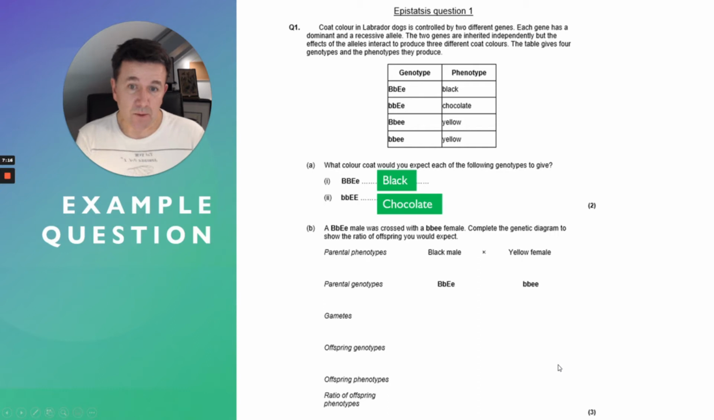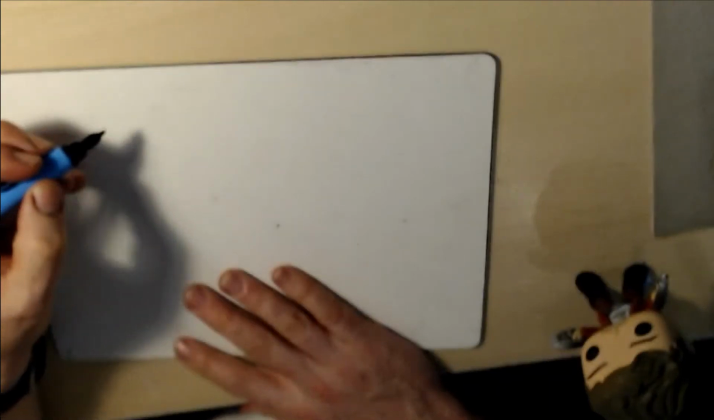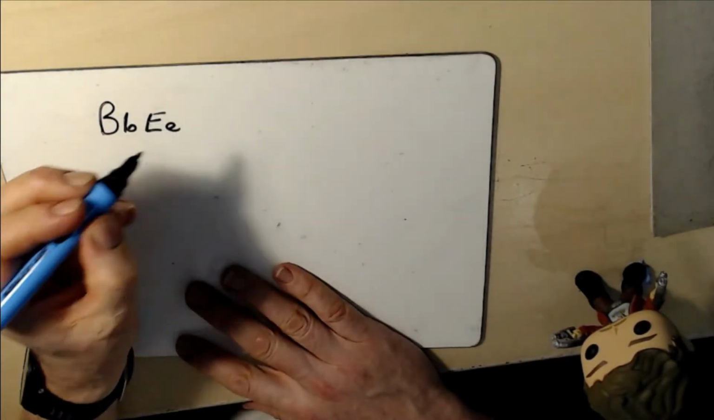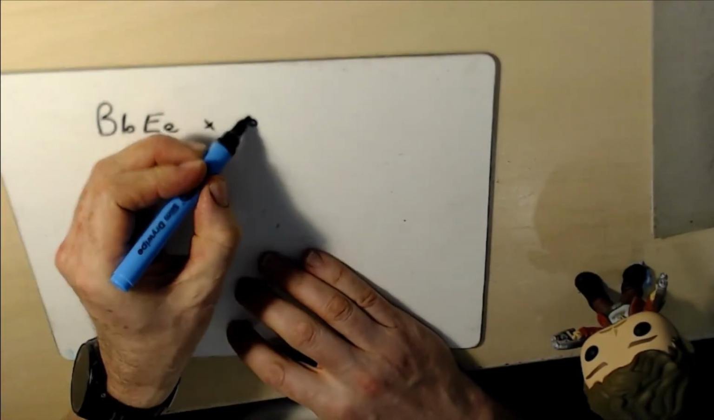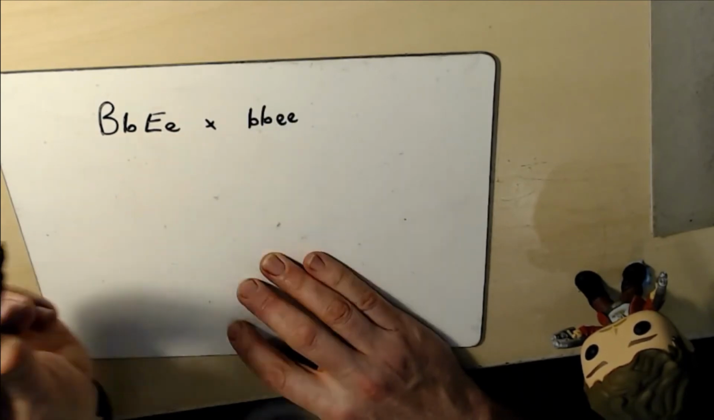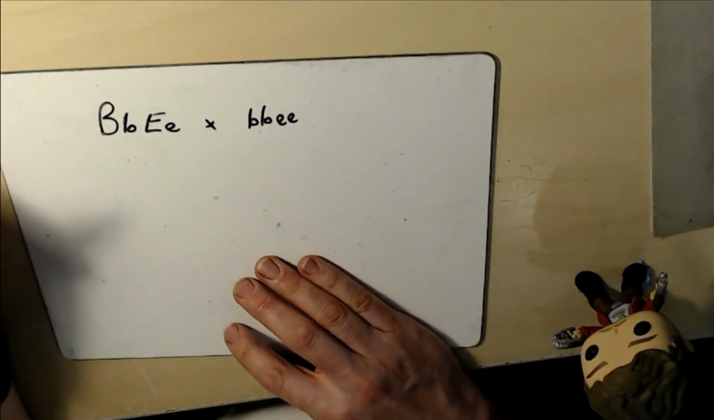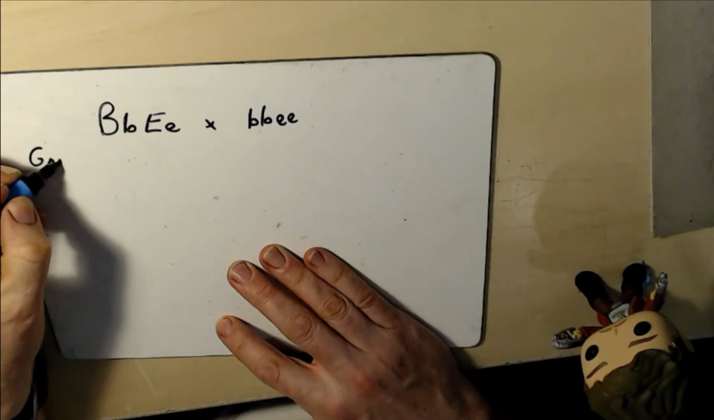Next, the question asks you, it says that a heterozygous B and E male was crossed with a homozygous recessive female. Complete the genetic diagram to show the ratio of offspring you would expect. So I'm going to switch now and show you that on a whiteboard. A BbEe male was crossed with a recessive homozygous female. So we need to think about the gametes first.